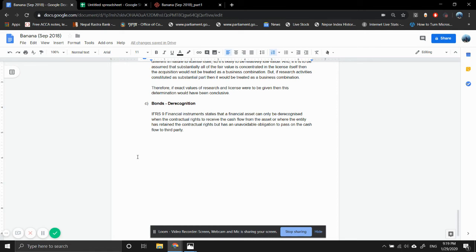Third party, right? Risks and rewards of ownership should also be taken into account. Right.